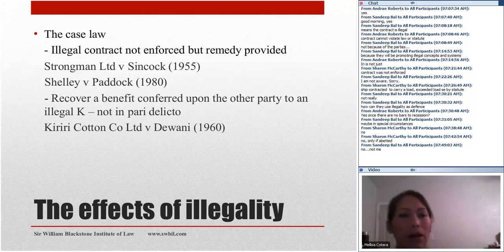Okay, let's talk about the effects of illegality. Illegality is a difficult topic because there is not a single form of illegality. So it is difficult to ascertain the effect of illegality upon any one contract. A contract may have both legal and illegal terms. And when it is possible to remove an illegal term or an illegal part of the term, a court can sever that term and leave the remainder of the contract standing. Okay?